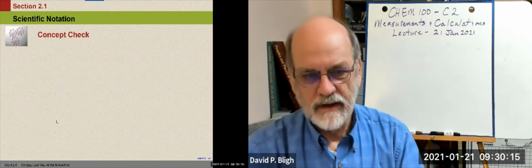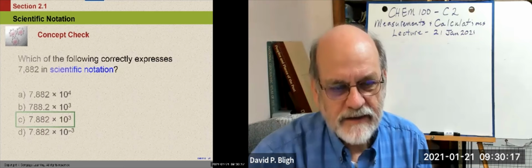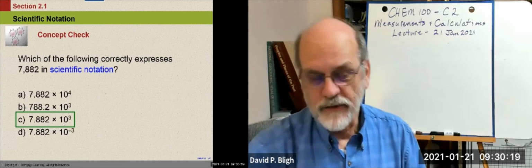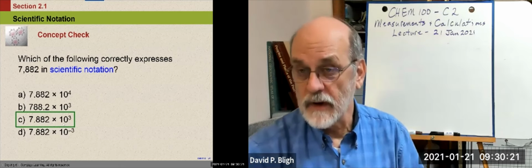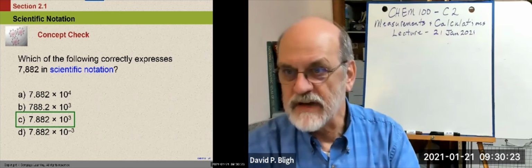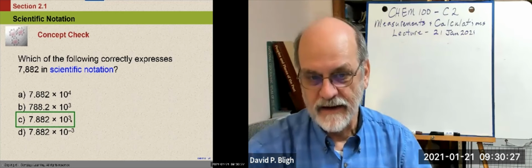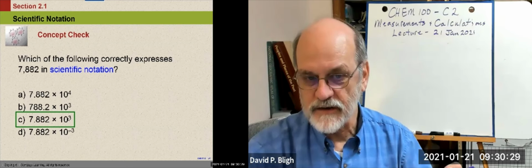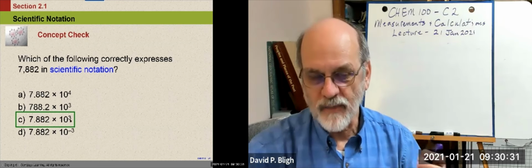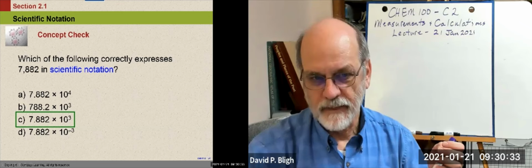Oh, accidentally clicked that one the wrong way. And three places to the left stores up positive energy, or positive value, into the power of 10. So three positions is a power of 3, not a power of minus 3.